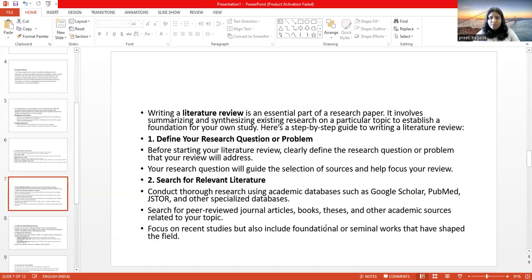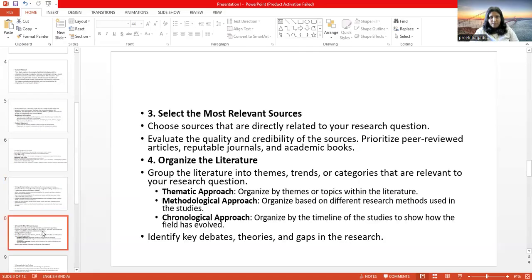So those are the steps for your literature review. That is essential for your research paper. The one thing you have to remember is that a literature review is nothing but summarizing and synthesizing existing research on a particular topic for the foundation of your own study.